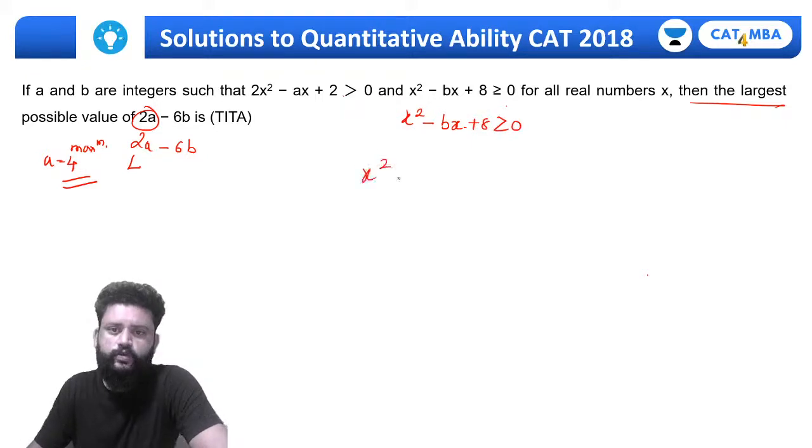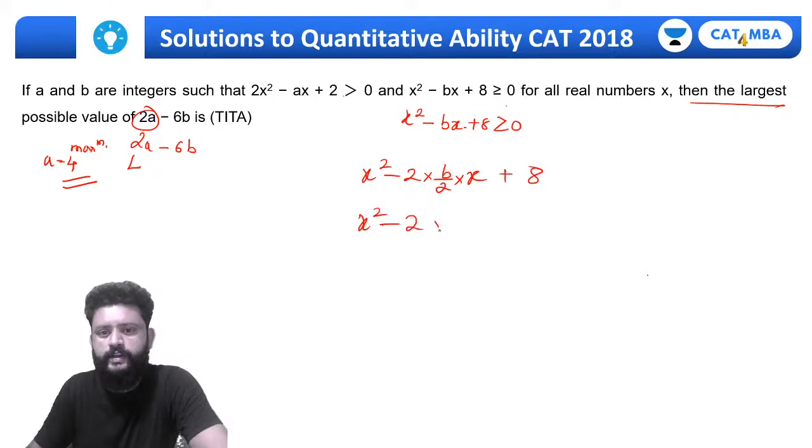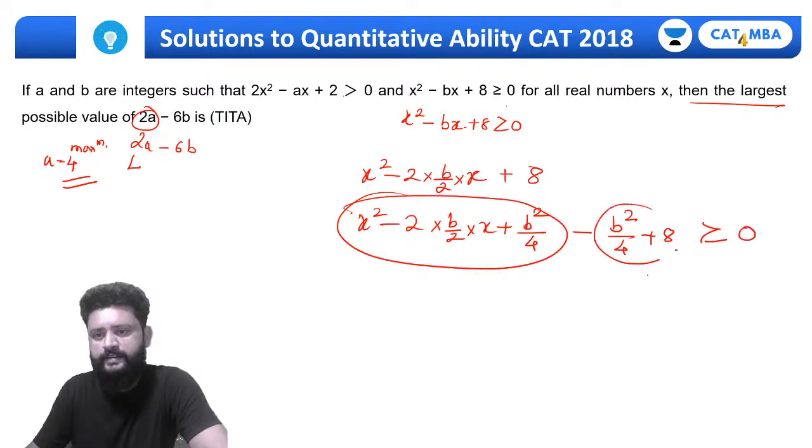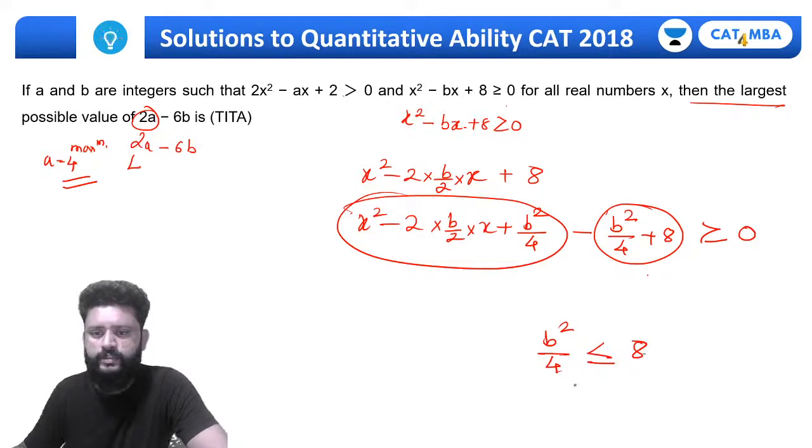तो मैं इसको लिख सकता हूँ x स्क्वायर माइनस 2 इंटू b बाई 2 इंटू x plus 8. So I can write this as x square minus 2 into b by 2 into x plus b square by 4. I write this as b square by 4 and minus b square by 4 plus 8, and this must be greater than or equal to 0. Now this is a perfect square and this must be greater than 0. So b square by 4 must be less than or equal to 8, and I can get 8 into 4 is 32. B square must be less than or equal to 32.